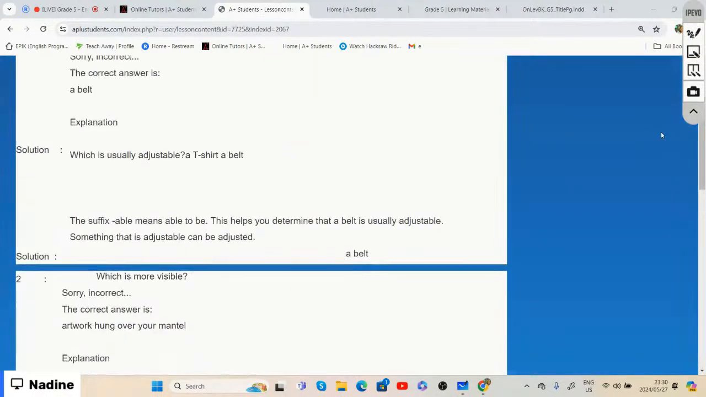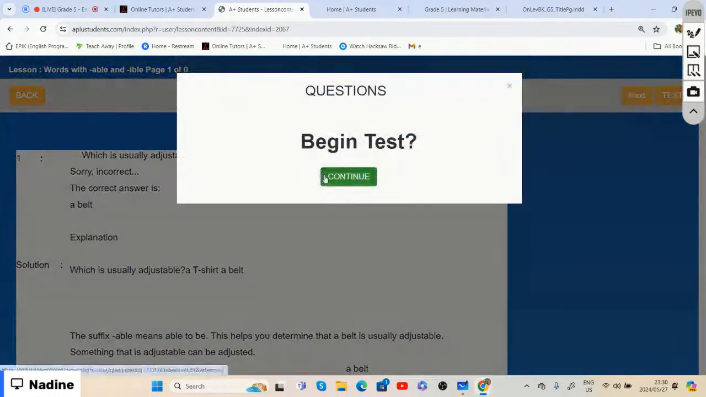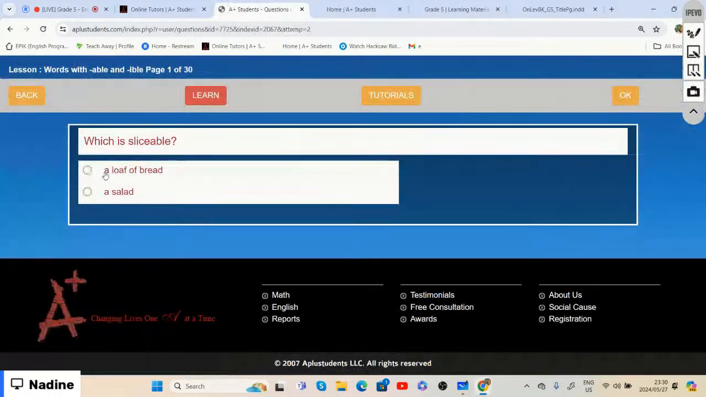All right, so now we're going on to our test, where we're going to practice words with able. Okay, so which is sliceable? That we are able to slice. A loaf of bread or a salad that is sliceable. Option one or option two, sliceable. A loaf of bread or a salad.